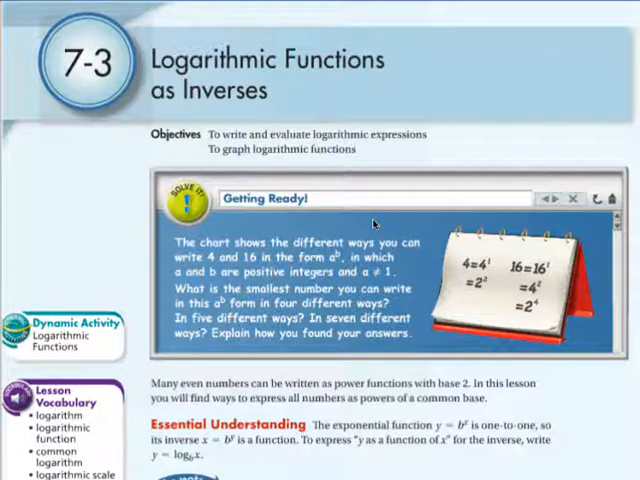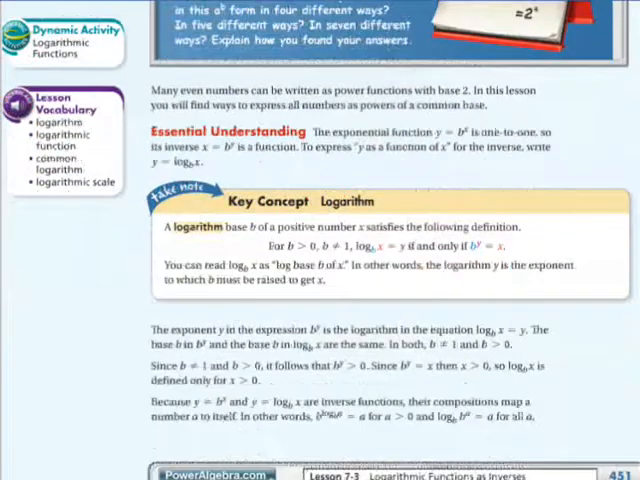Notes on 7-3, logarithmic functions as inverses. So we've been talking about functions and graphs and their inverses for a while, and now we're going to look at how the inverse of an exponential function can be represented as a logarithmic function. Okay, the big understanding stuff is right here.